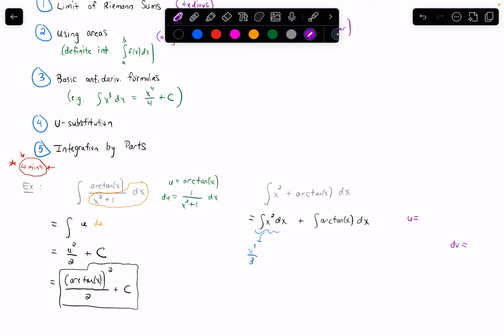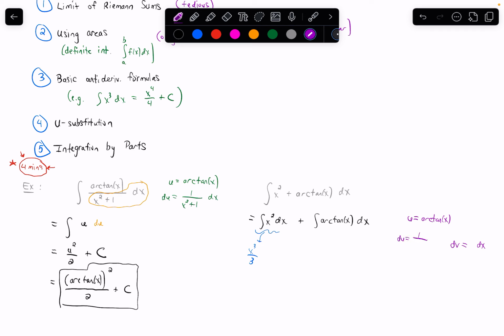Let's write u and dv. So what should u be equal to? Let me think about it this way. Where can I put arctan? Should I put it in u or should I put it in dv? Well, if we put it in dv, we have to do the antiderivative of it to get v. But that's exactly what we're trying to do. So we probably don't want to put it in dv. So let's put it in u. So u is going to be arctan, and then dv is going to be the other stuff, which is just dx.